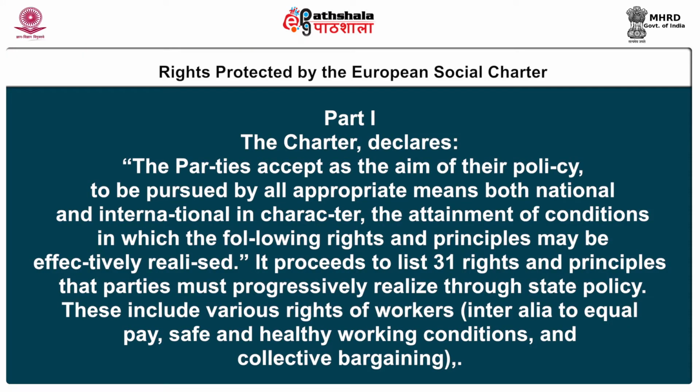Part 1 of the Charter declares the parties accept as the aim of their policy, to be pursued by all appropriate means, both national and international in character, the attainment of conditions in which the following rights and principles may be effectively realized. It proceeds to list 31 rights and principles that parties must progressively realize through state policy. These include various rights of workers, inter alia, to equal pay, safe and healthy working conditions, as well as collective bargaining.